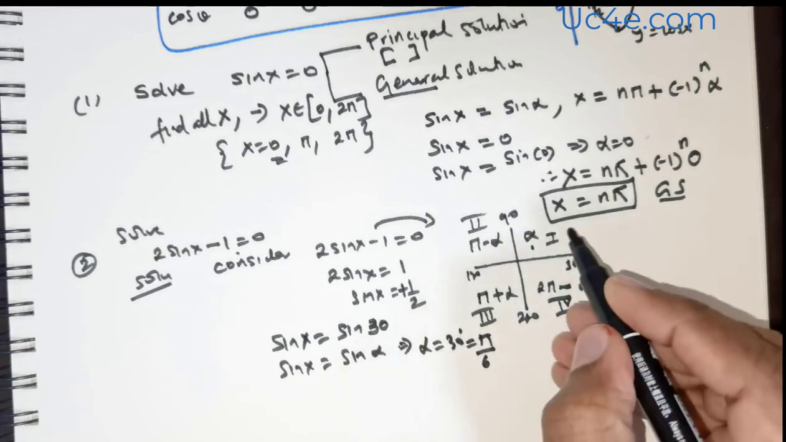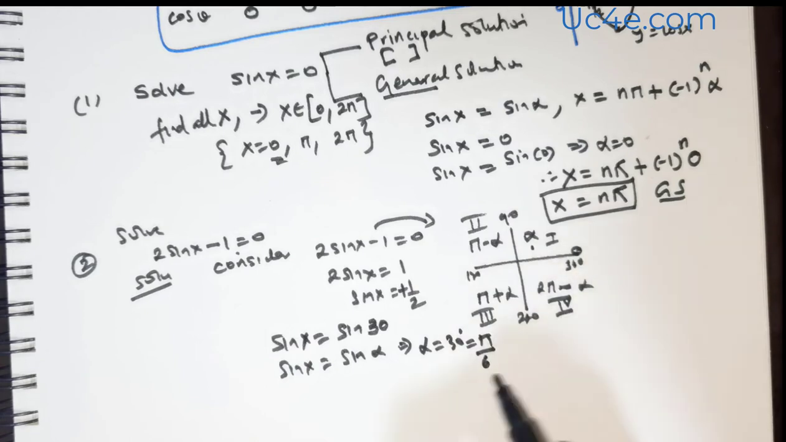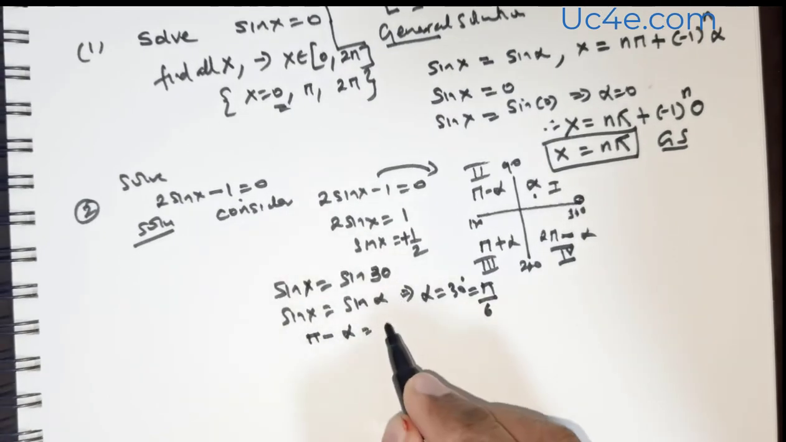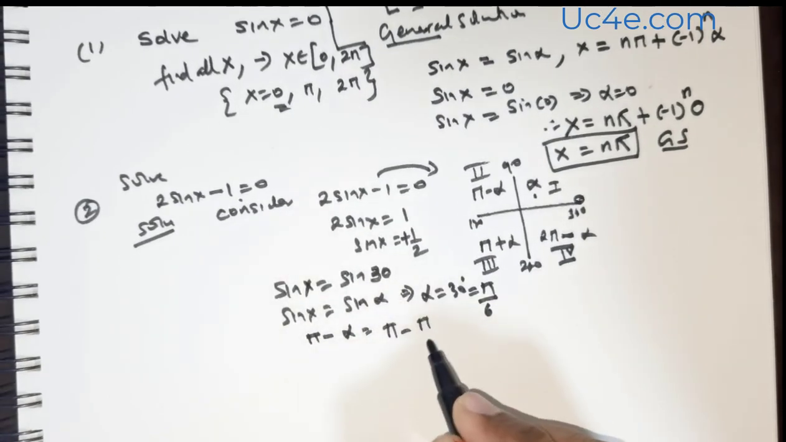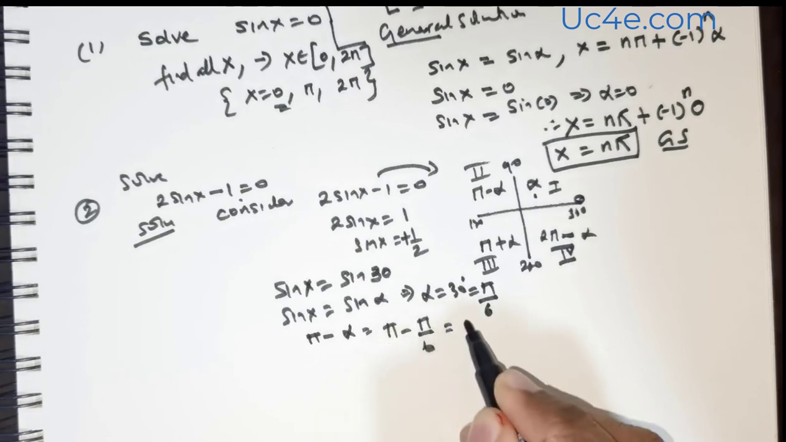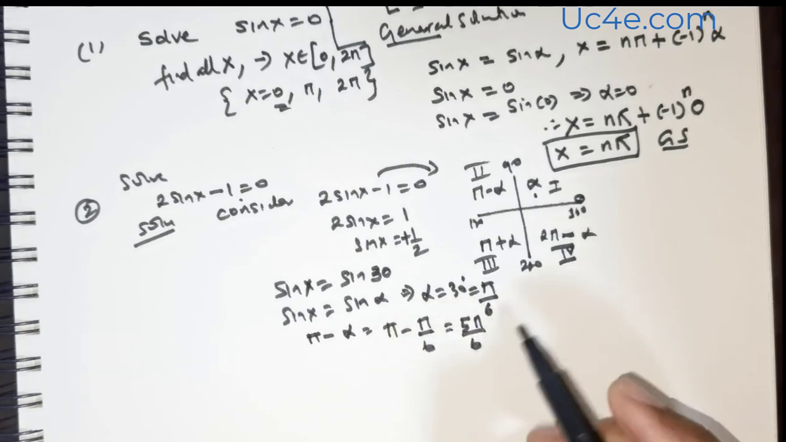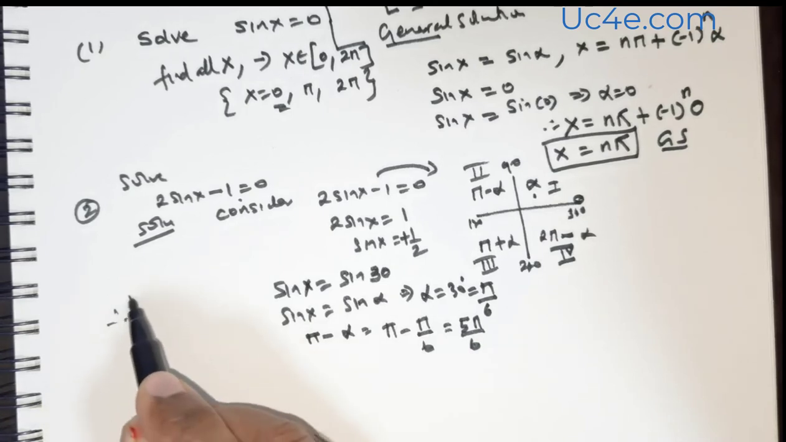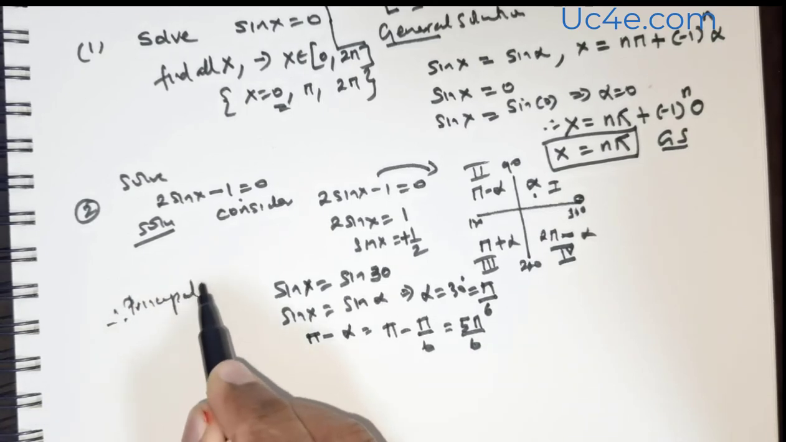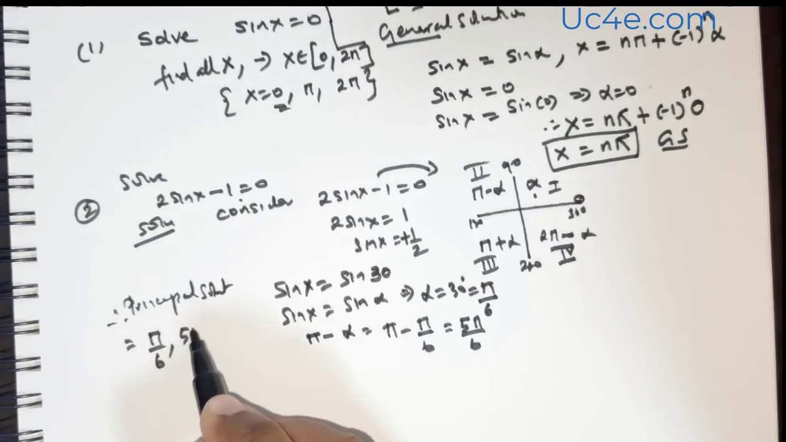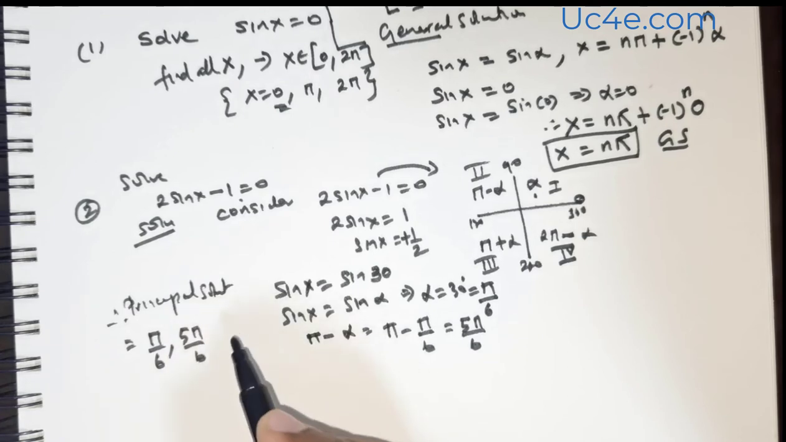So I've got the alpha here, so pi over 6 is there, and to get the next value we need to subtract, pi minus alpha. Okay, this is the next angle, so this is going to be pi minus pi over 6, which is going to be 5 pi over 6. So I've got a pi over 6 and a 5 pi over 6. So the principal solution being pi over 6, comma, 5 pi over 6. So that is the value.